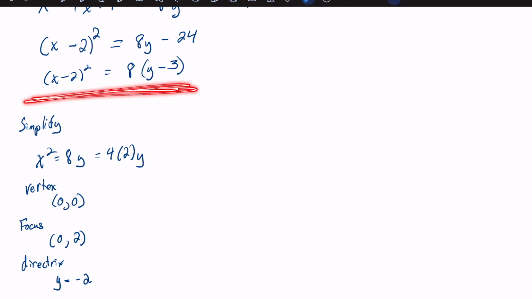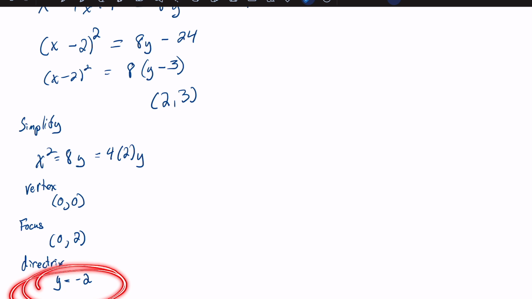But going back to the non-simplified form, what's our h and what's our k? Let's make this very clear. Our h is 2. Our k here is 3. So we're going to take everything and move it to the right by 2 and up by 3. The directrix is only a line, so I can only move it up or down.